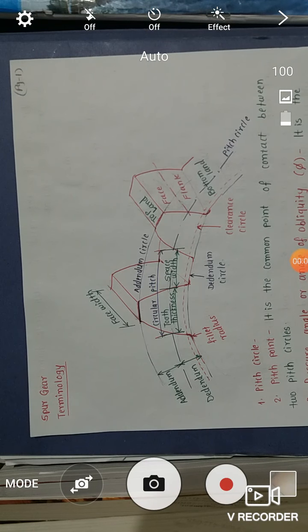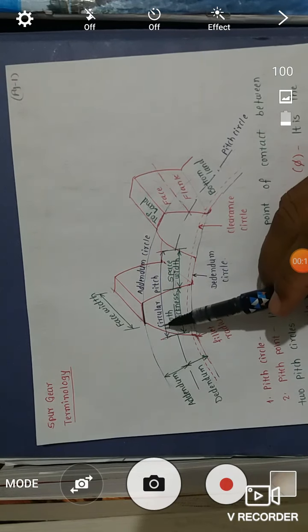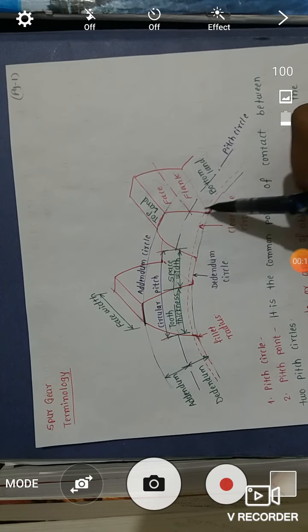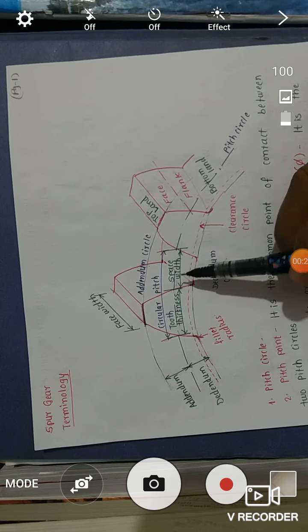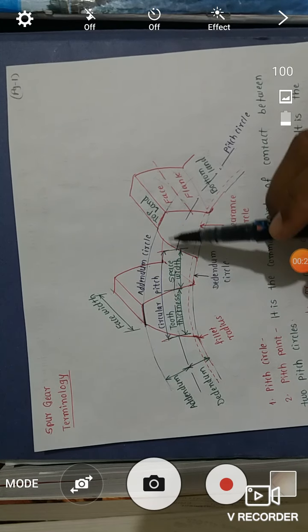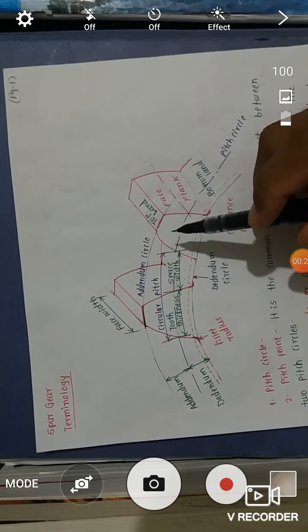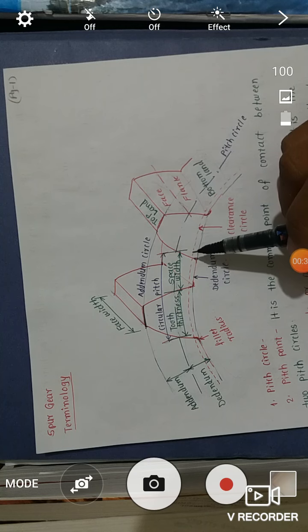Hello students, today we will revise unit number 1, that is spur gear. First we see the terminology of spur gear. If we consider two teeth from the total spur gear, for understanding purpose we draw the maximum size for these teeth, and now we discuss the terms one by one.